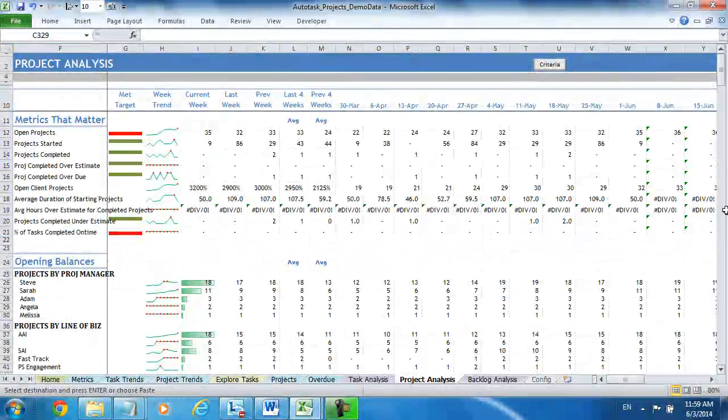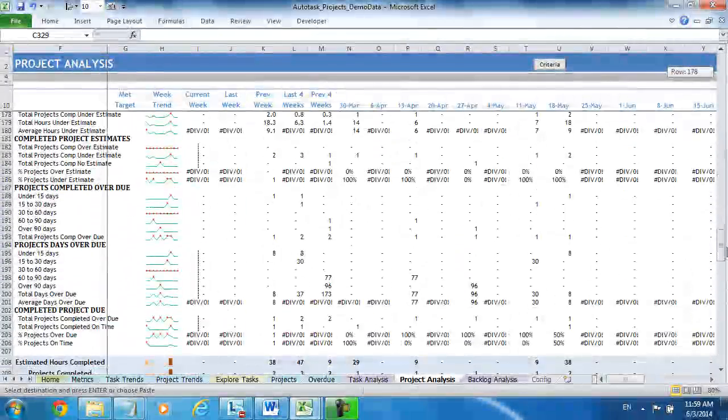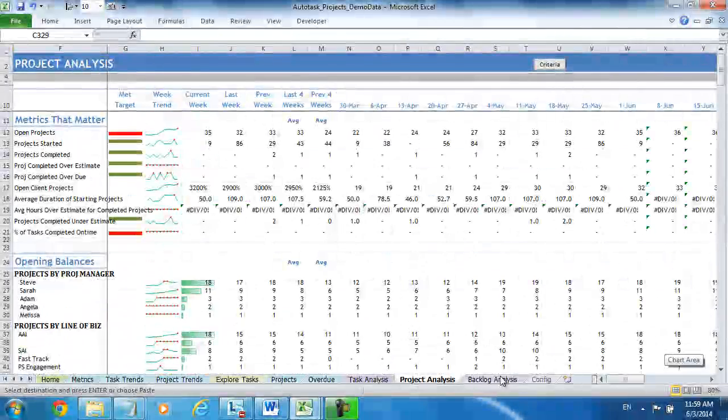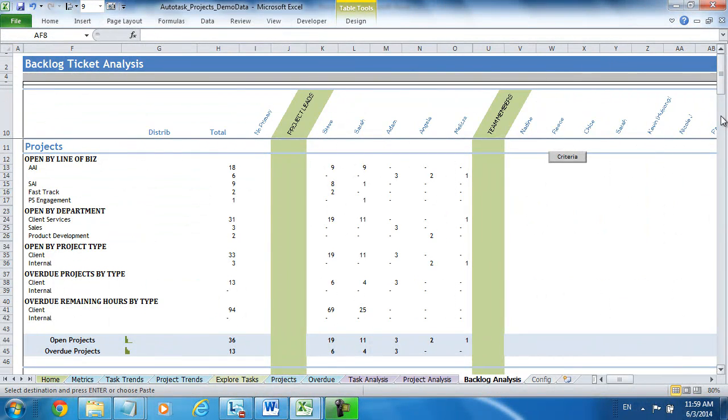We also have a full project analysis section as well that's doing the analysis on a project level. And what's not represented in the line graphs, but is really a nice reference material, is backlog analysis that shows you the overall current backlog that was downloaded, a backlog analysis by project level across your project leads. So if I was interested in total open projects, I immediately would say open projects. Steve has 19, and I can see Sarah has 11.